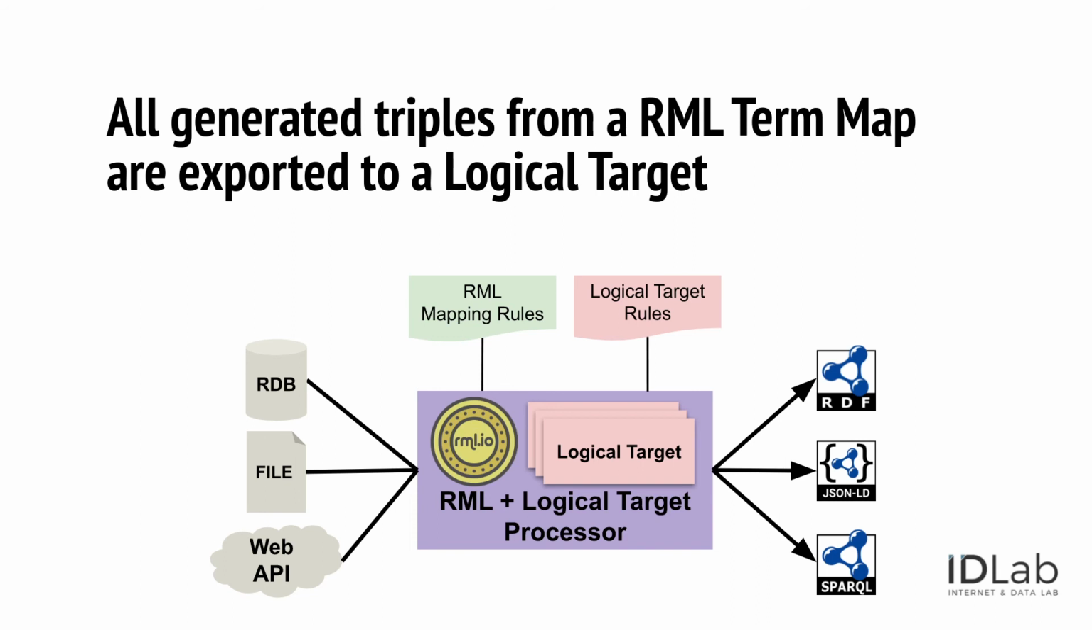So on the left, you have the various data sources. On the top, you have the RML mapping rules and the logical target rules, which are used by the RML and logical target processor. This processor will first access the data from the various sources, transform it into a knowledge graph, and then use the logical target rules to export its knowledge graph to various targets, such as RDF, JSON-LD, SPARQL endpoints, and so on.